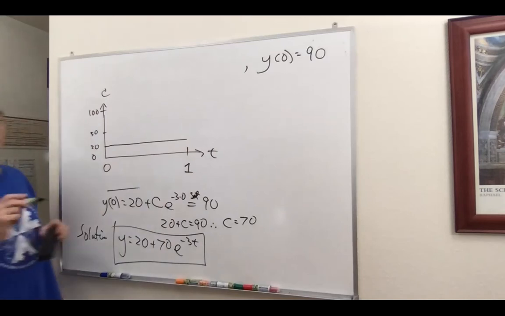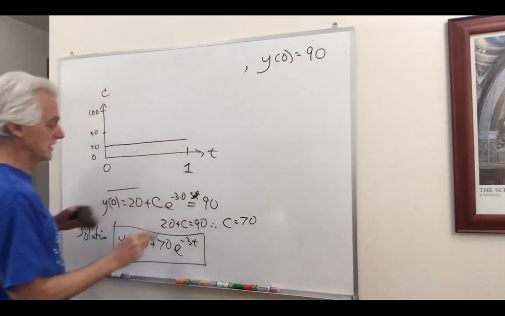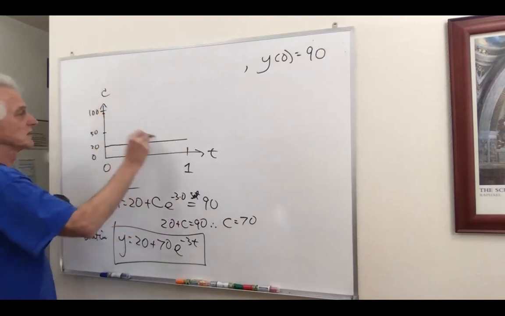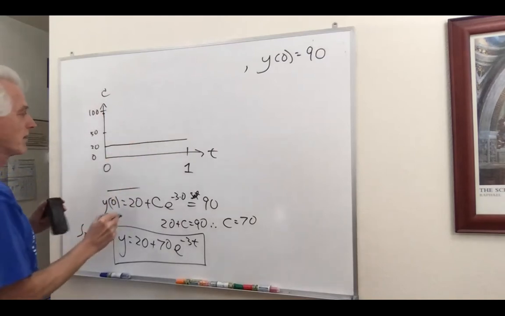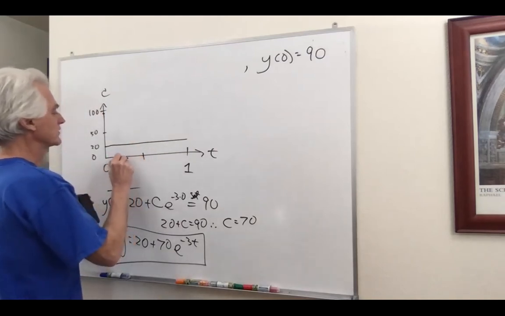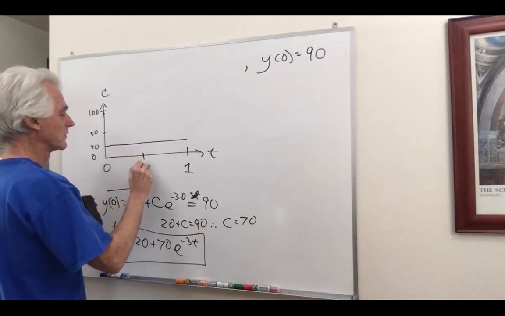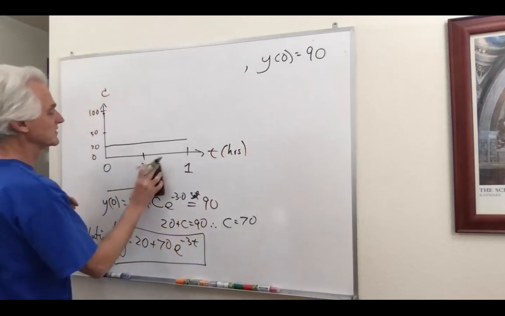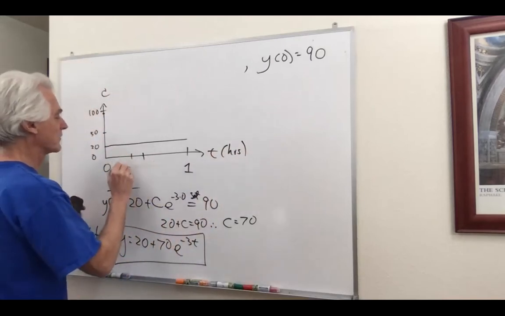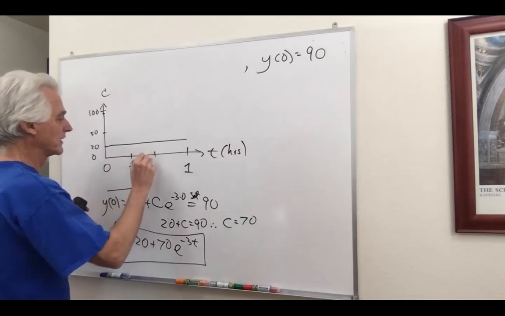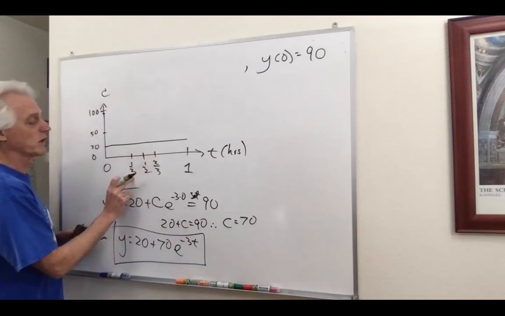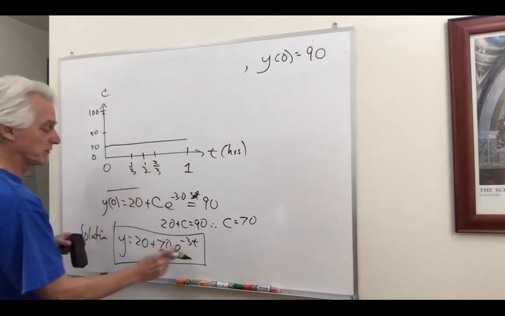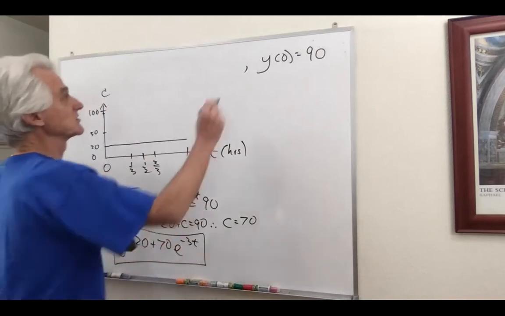We've got this constant solution, but I start here at 90, and I approach the constant solution. How fast do I approach it? Well, this is t in hours. Here's a third of an hour, here's a half an hour, here's 2/3 of an hour. 20 minutes, 30 minutes, 40 minutes, etc. So after 20 minutes or a third of an hour, this becomes, let's just say this.